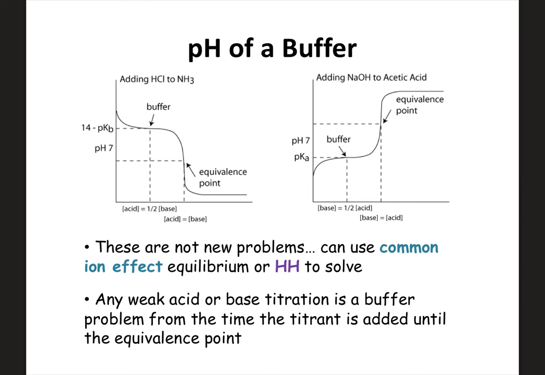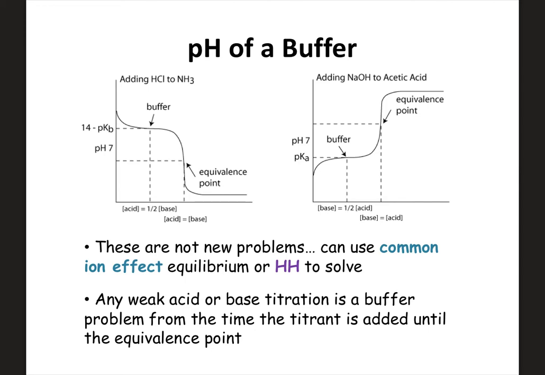And again, these are not new problems. You could technically use the common ion effect from equilibrium, or you can use Henderson-Hasselbalch like we saw in titration problems for the weak-strong region there. We know that anytime we're doing one of these weak acid strong base titrations or weak base strong acid titrations, you're going to have this buffer region from the time you add your first drop of titrant up to the equivalence point. You're going to have a weak acid or base present with its conjugate, so it's a buffer zone, and you have to use Henderson-Hasselbalch as we've seen.